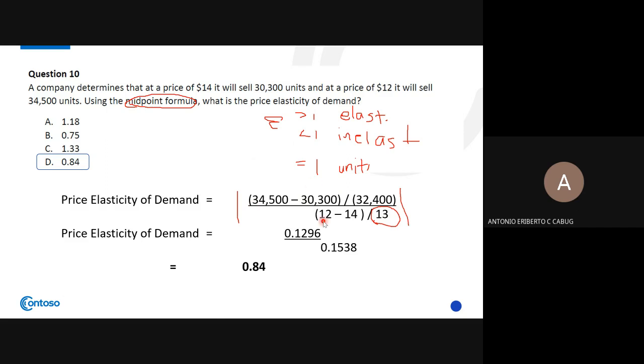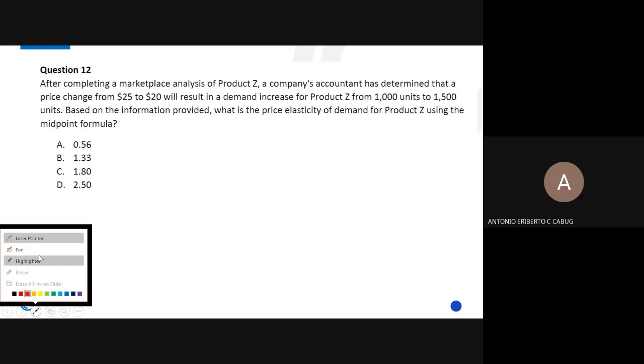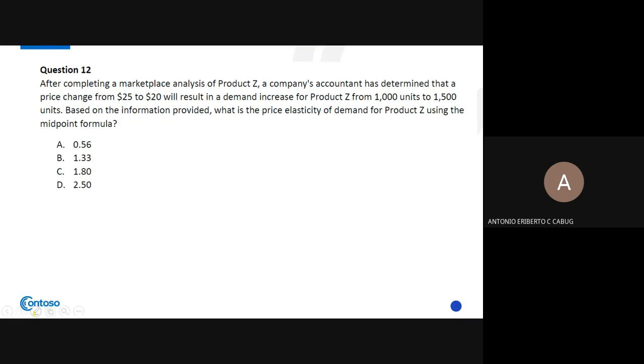Okay? Eh sir, bakit negative? Negative yan kasi kung tinataas mo yung presyo, bababa yung quantity demanded. Quantity demanded and price have a negative relationship. They are inversely related. But what you're going to put here is the absolute value. Take the absolute value as your elasticity. Sana naintindihan nyo, ha? Try nyo nga ito. How about this one? Go.